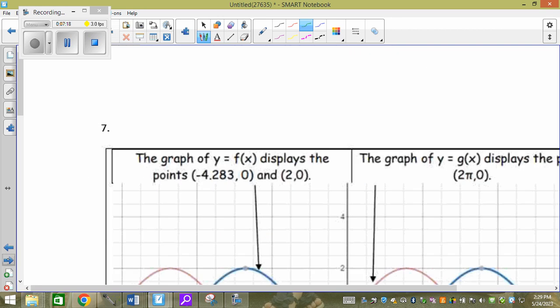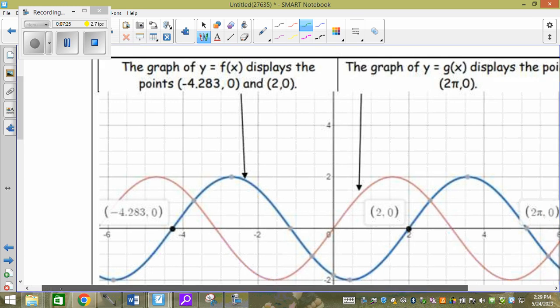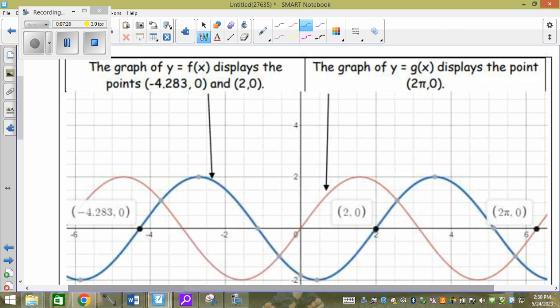So for 7, it says the graph of y equals f of x displays points -4, 2, 8, 3, 0 and 20. The graph displays the points 2 pi and 0. So it wants to know when comparing the graphs of y equals f of x and g of x, it can be stated that they have different periods. Well, do these things repeat themselves longer? Well, let's check. Start at the y, past the min, past the max, back up to that height. Gets me like here, which they say is 2 pi and 0, right? So that's a period of 2 pi, that blue graph.